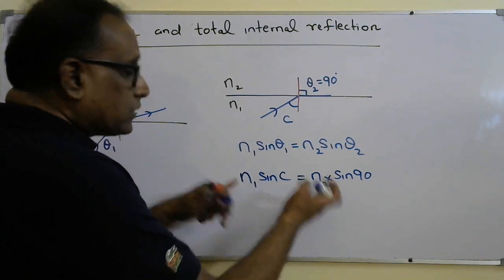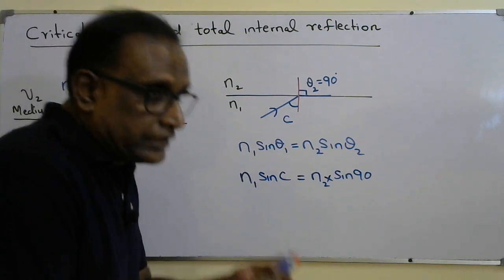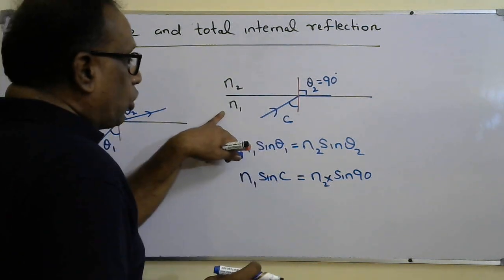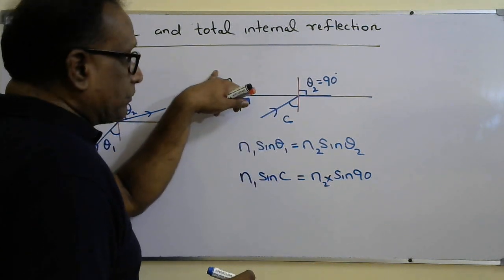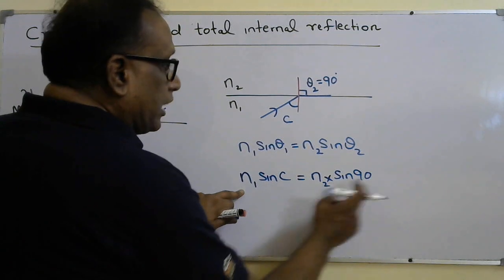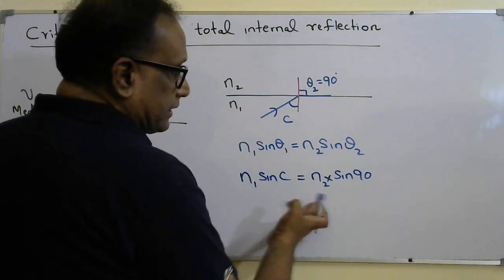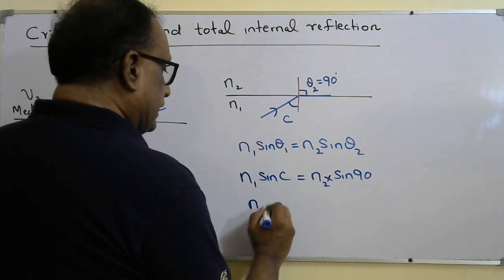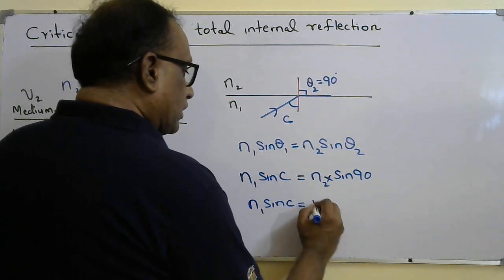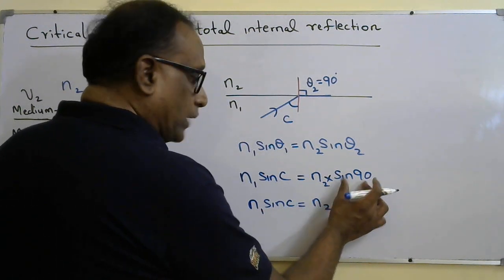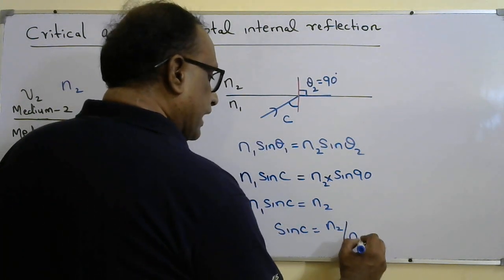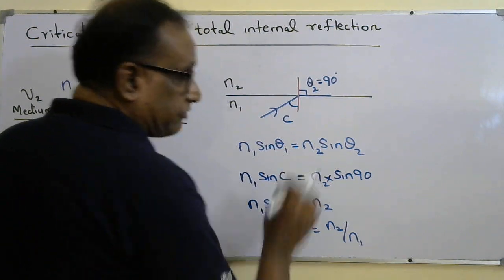If you know the refractive indexes of the two media, the optically more denser medium and the optically less denser medium, if you know both n1 and n2, you can find the angle C by using this, because we know sin 90 equal to 1. So n1 sin C equal to n2. Sin 90 is 1. So sin C equal n2 over n1. So if you know n1, n2, you can find the C.